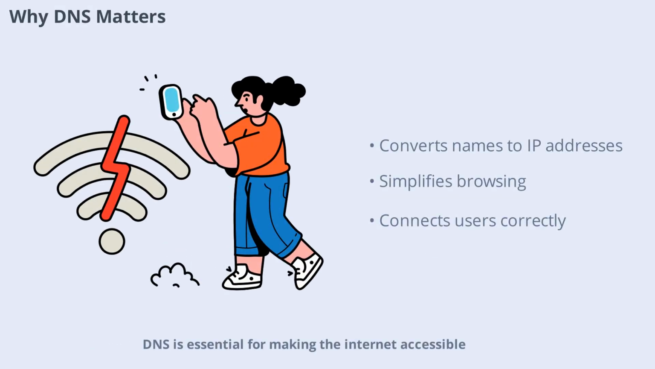DNS is essential for making the internet accessible. It converts domain names into IP addresses, allowing us to use simple names instead of complex numbers. This system makes browsing easy, connects users to the correct websites, and ensures that when you type a web address, you reach the intended destination. DNS is the backbone of online navigation, streamlining the process for everyone.